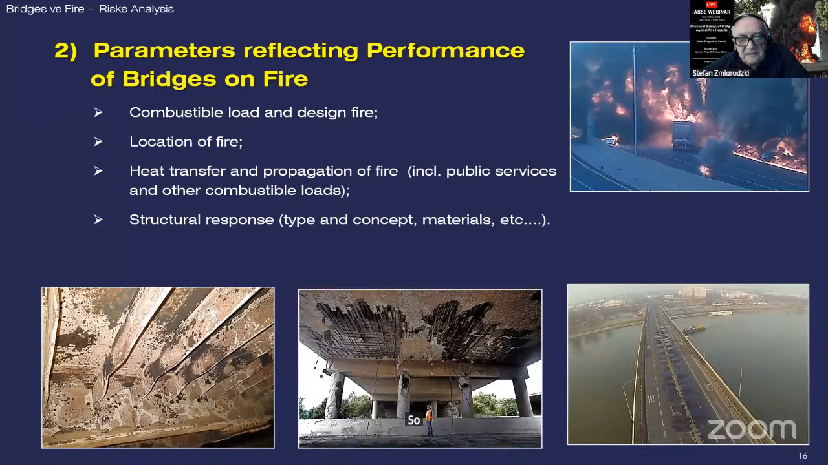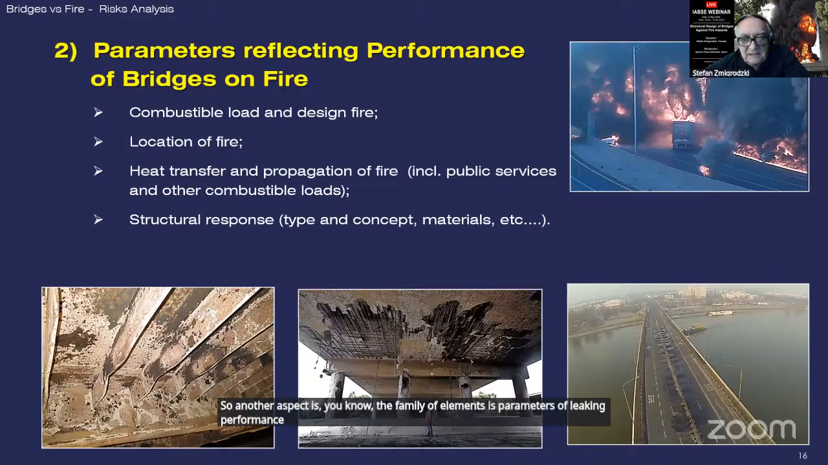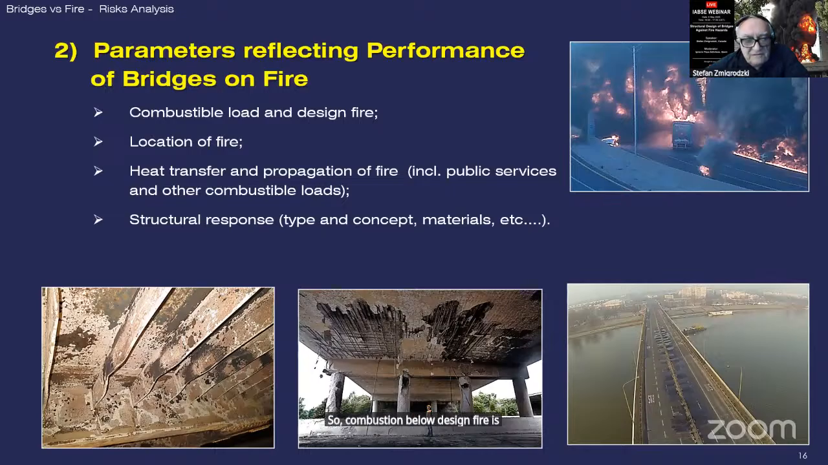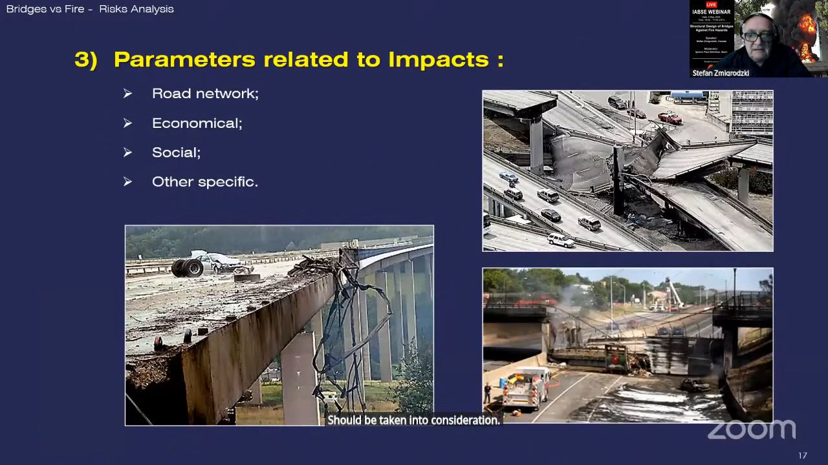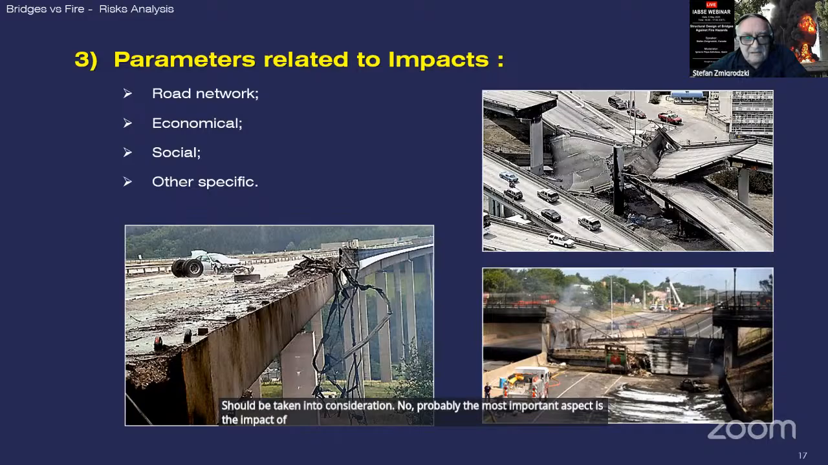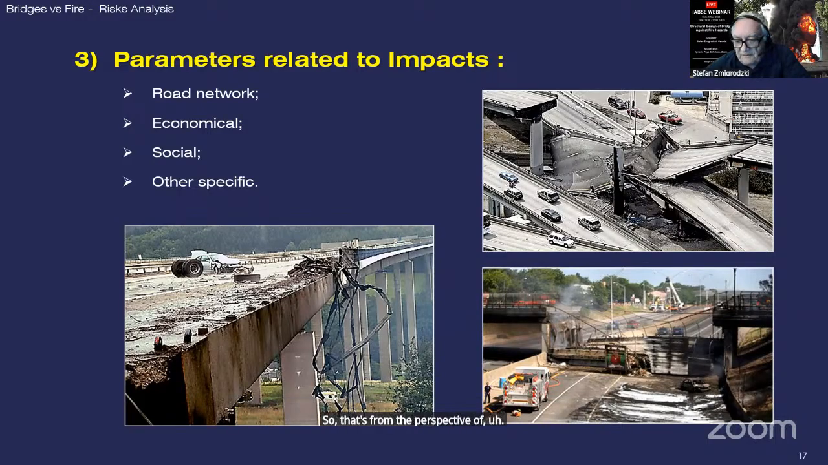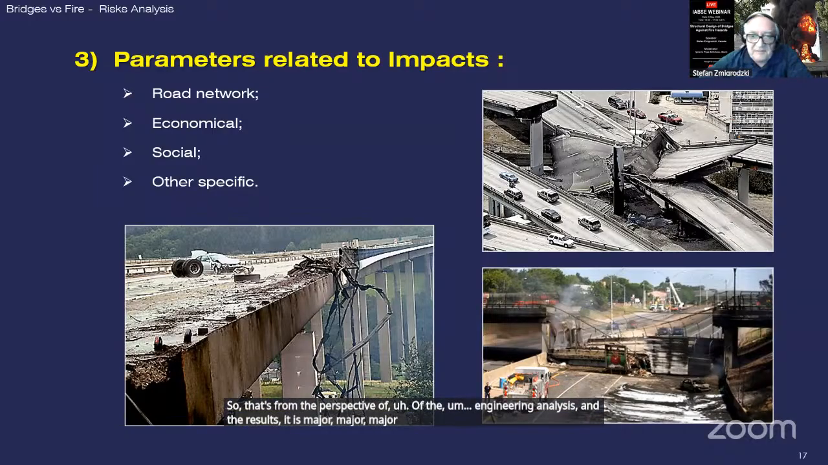Another family of elements is the parameters reflecting the performance of bridges in fires. Combustible load and design fire are on the one side, location of fire on the other side. Heat transfer and propagation of fire in the structure itself is quite important, and structure response based on the type, concept, materials, etc., should be taken into consideration. Now, probably the most important aspect is the impact of such fires on the network: economic, social, and other aspects. So that's from the perspective of the engineering analysis and the results. These are major elements we have to keep in mind.